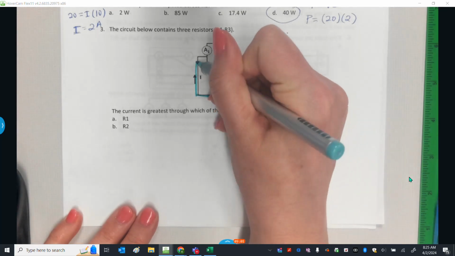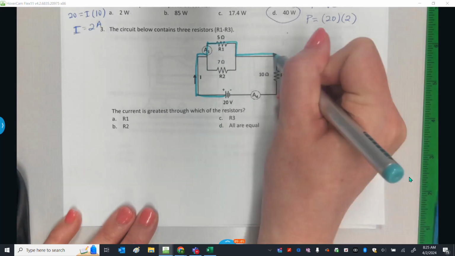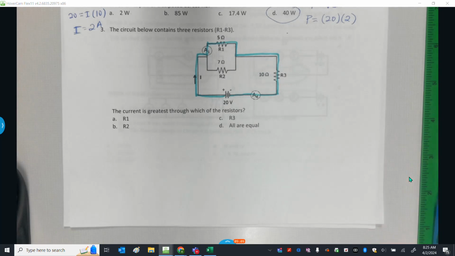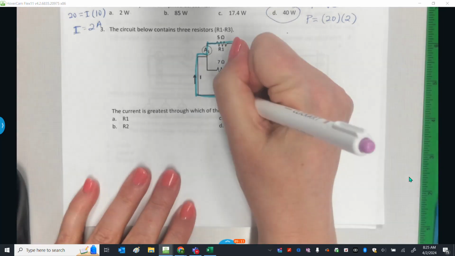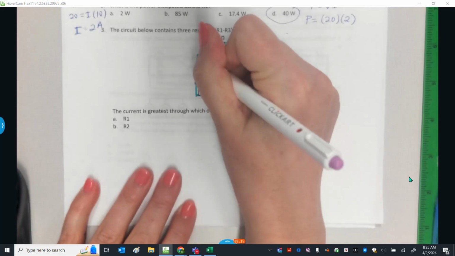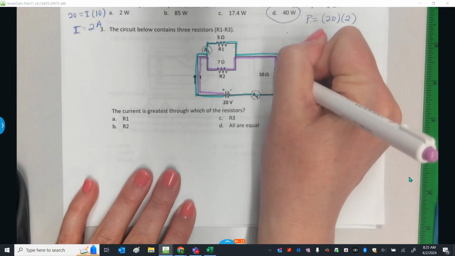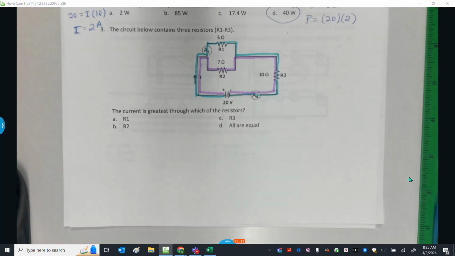So I know that some of my charges are going to do this. And I know that the rest of my charges are going to be on this pathway. Again, there are 2 loops here as these charges move around this circuit. Okay, blue and purple, or whatever colors you have.